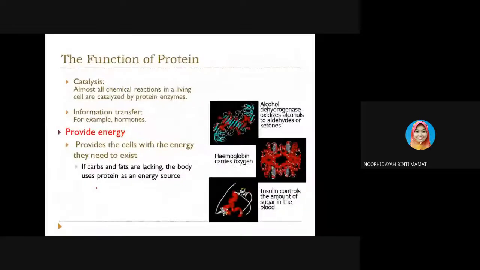The last function or property is catalysis, which is that almost all chemical reactions in living cells are catalyzed by protein enzymes. And also information transfer, for example the hormones. And the last but not least important function of protein is that they can provide energy. Same like carbohydrates, they can provide the cells with the energy they need to exist. If carbohydrates and lipids are lacking, the body will use protein as an energy source. So this is also the importance of protein.